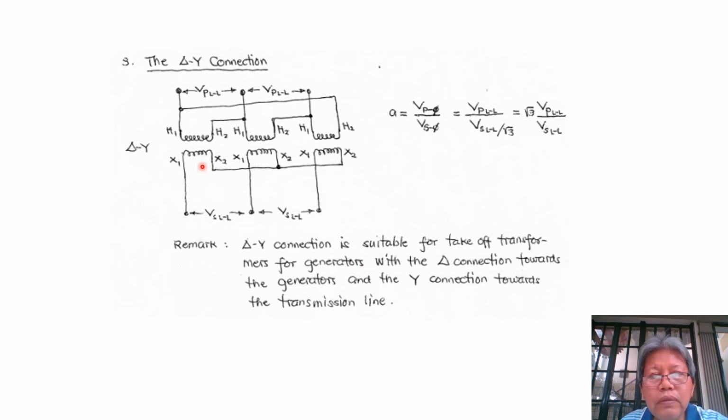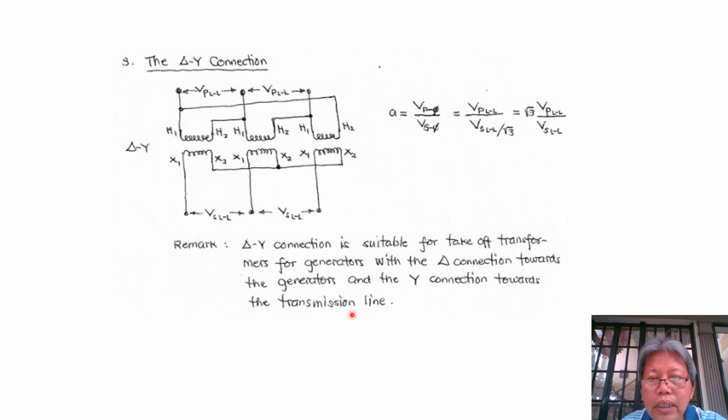The third type of three-phase connection is the delta Y. Meaning we connect our primary windings in delta as we have illustrated before, and also the secondary winding in Y as illustrated also before, and the transformation ratio then is basically from primary phase voltage over secondary phase voltage. So we just have square root of 3 VP line to line over VS line to line.